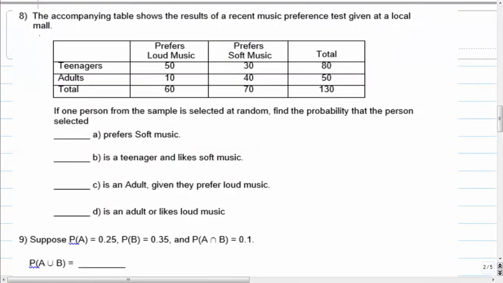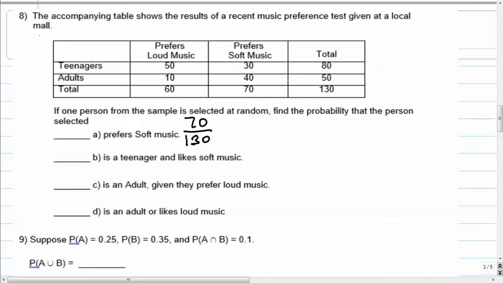Number 8, we have a table. I've discussed the table with you. Let's get to the problems. You stop the video, read all about the table. I'm picking a person. I want the probability that person likes soft music. How many people like soft music? 70. How many people are there? 130. Again, I'm leaving you to reduce the fractions to lowest terms.